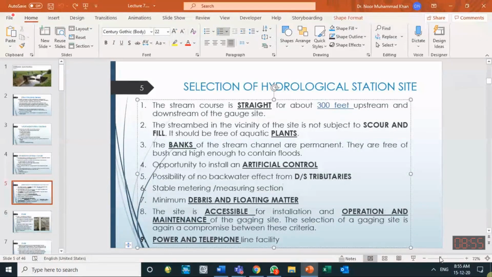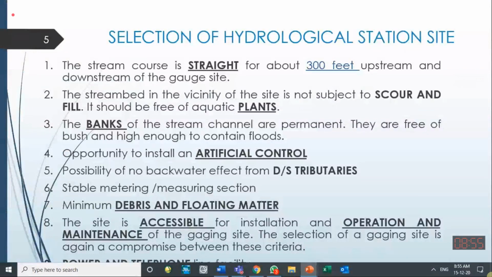So that is important when you visit a stream gauging station which has already been constructed. You should see such things over there. If there is some tributary on the downstream side whose effect can reach the stream gauge station, then you can comment on it: okay, this is not the right location, you should change it. A stable cross section should be there. A stable metering or measuring section should be there.